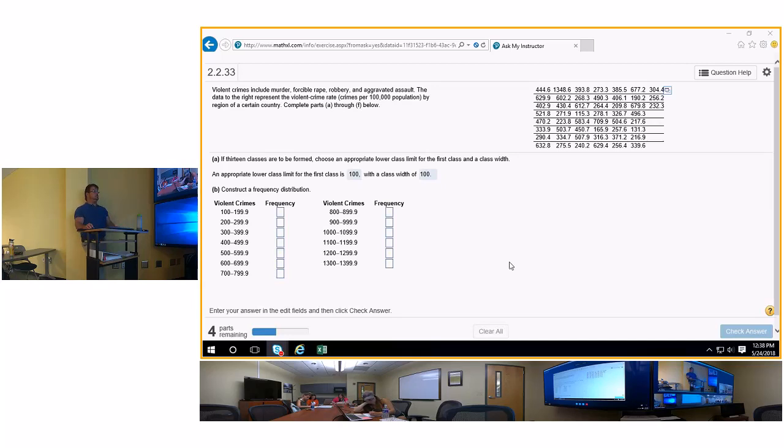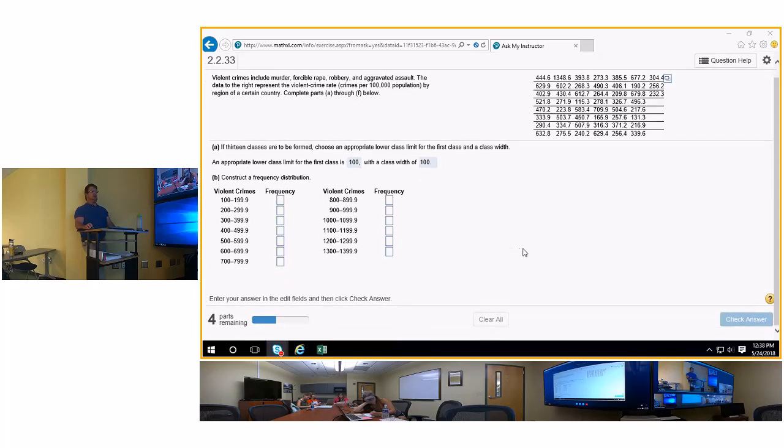Class width is what? 100. Good. So you're the one that listened. 200 minus 100 is 100, so the class width is 100. If I wanted to find the midpoint, I'd add them up and then add 100 on each level. If I wanted to find the class boundaries, it's to the 10th, so I'm going to go to the 100th. So 99.95, 199.95, 199.95, 299.95, 299.95, 399.95. That's the class boundaries.